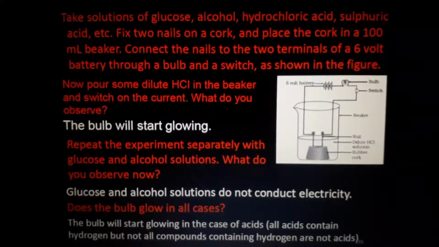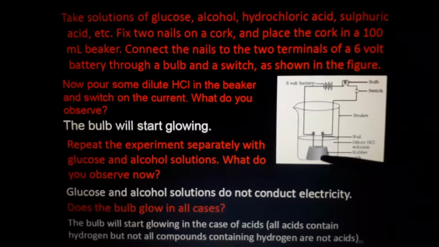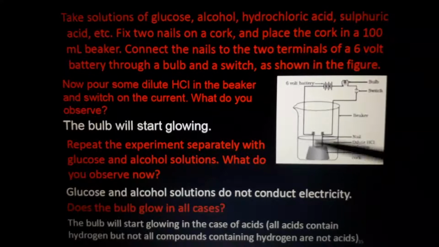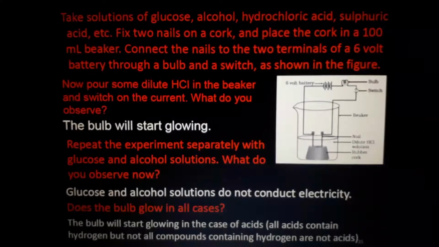Why? This is a good example for that property. So it is another experiment we want to do. Take solutions of glucose, alcohol, hydrochloric acid, and sulfuric acid. Take some of these solutions. Fix 2 nails in a cork. See, this is a rubber cork. Rubber is a bad conductor of electricity. Iron nails are good conductors of electricity. By seeing this circuit, can you say whether it is an open circuit or a closed circuit?